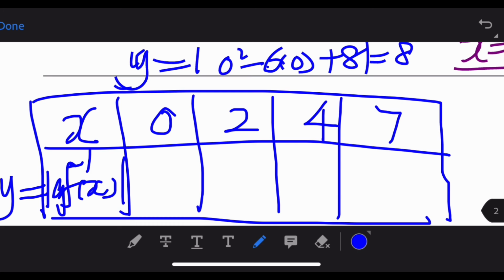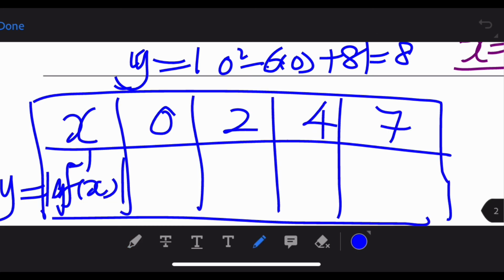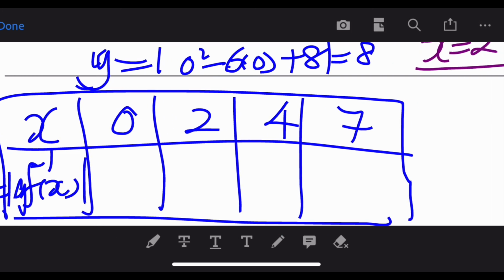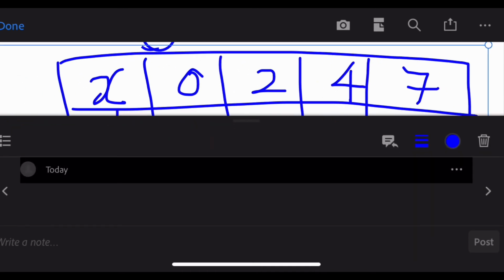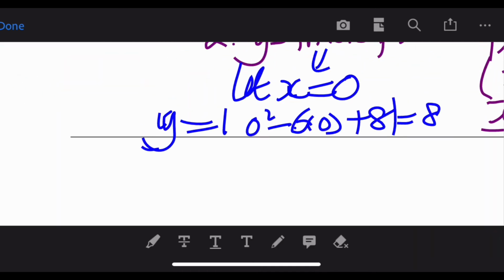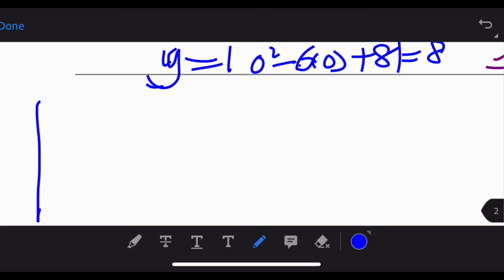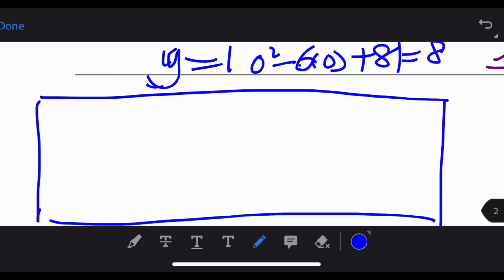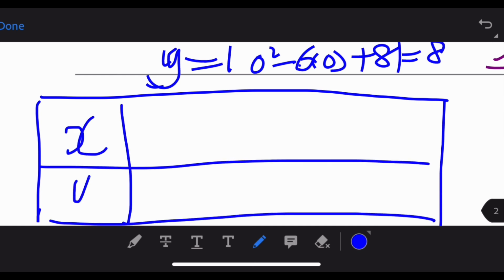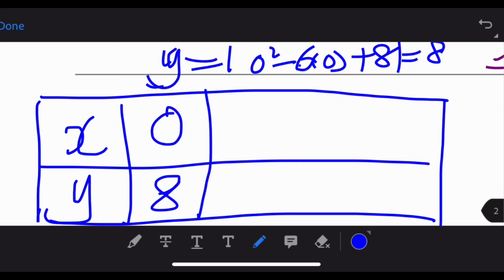And then for the domain, 7. Okay, so when x is 0, we have one more point, and when y is 0, okay, let me draw again. So we have 4 points. Let's draw again. You should have x and y. When x is 0, y is 8, right? When y is 0, we have 2 and 4. We have two values, and then one more is the domain.